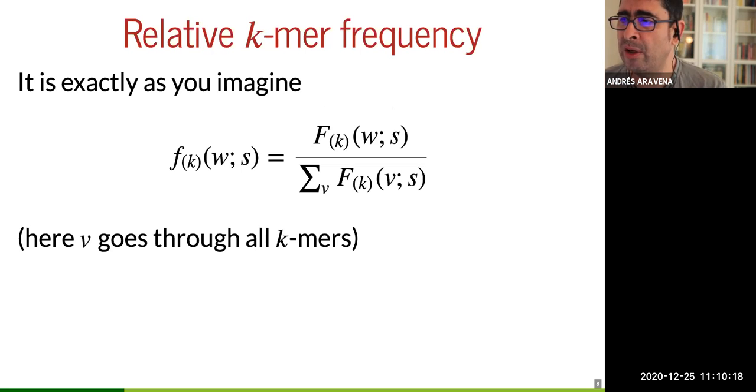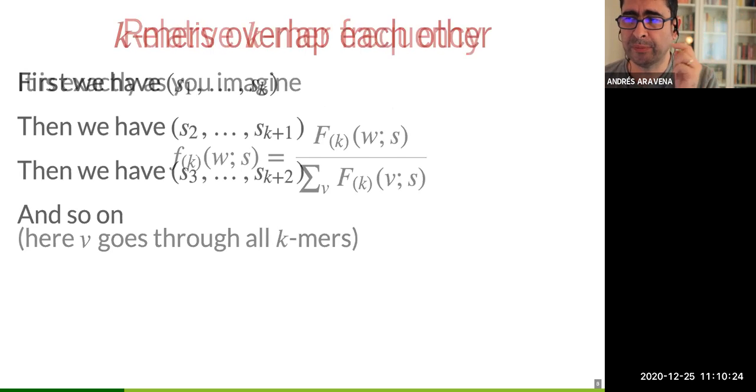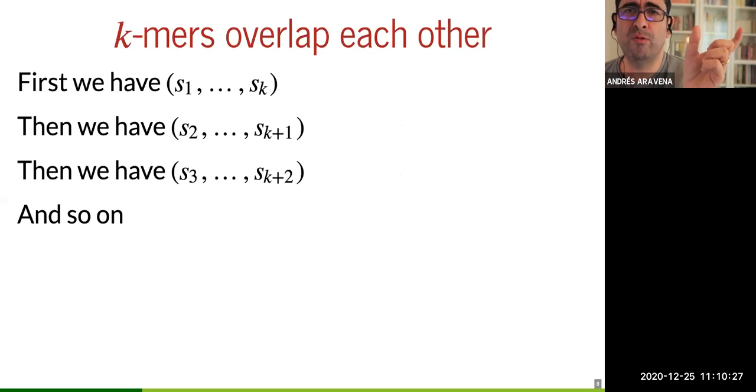You also have to keep in mind that the K-mers go one by one, and they are overlapping. So you have first from 1 to K, then from 2 to K plus 1. Let's say from 1 to 10, then 2 to 11, 3 to 12, and so on. So they are not disjoint, they are overlapping. The first and the second have a lot in common.